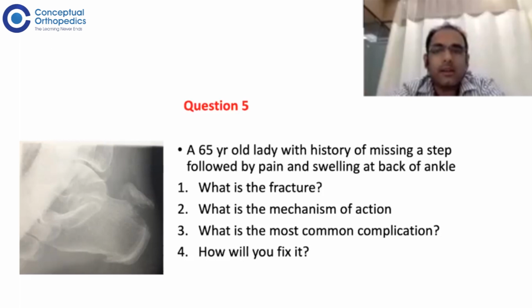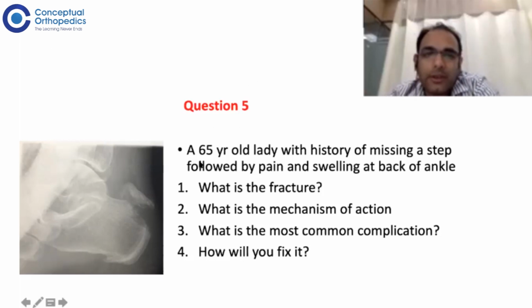Okay, there are a few things which are written. First of all, it's a 65-year-old lady, so that means the patient is a geriatric female. History of missing a step again means that it is probably some form of low energy trauma, so it's not a high energy injury as we have seen in the previous slides. The problem is pain and swelling at the back of the ankle. There is no description of anything else, so we are assuming that there is no wound at the back of the ankle.